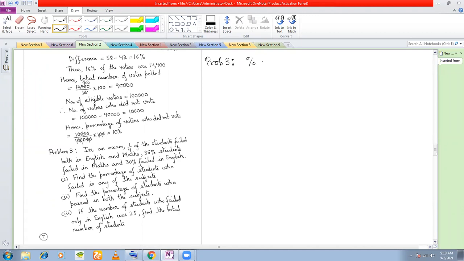Percentage of students who failed in both English and maths. Okay. 1/4 failed in English and maths. 1/4 of what? 100. That means 25%. 25% failed in both English and maths.